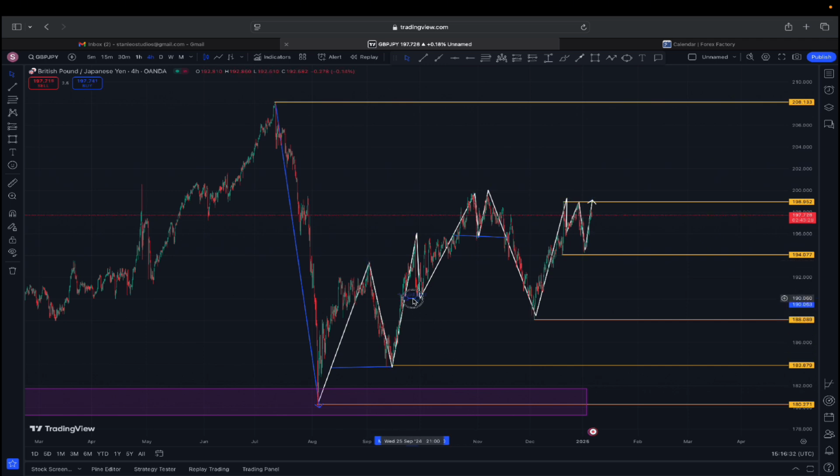Sorry, not a break of structure. This is not a break of structure. So sorry, it's an uptrend. So I made a mistake looking at the lows. So we come here. I nearly messed the whole analysis up, but it's all parts.